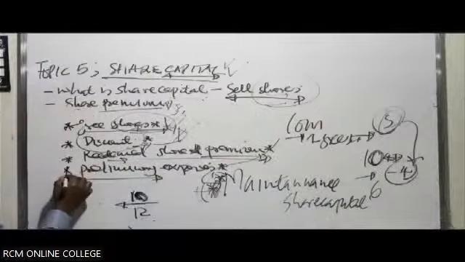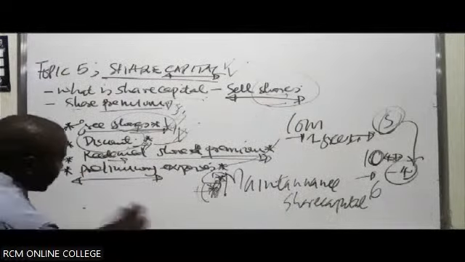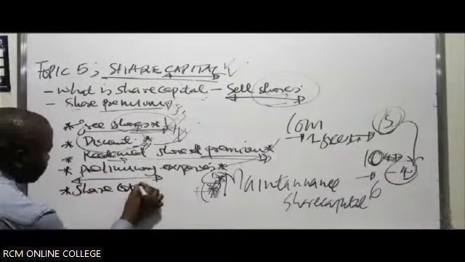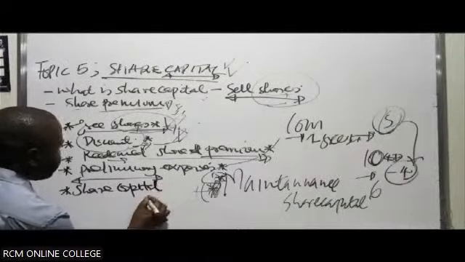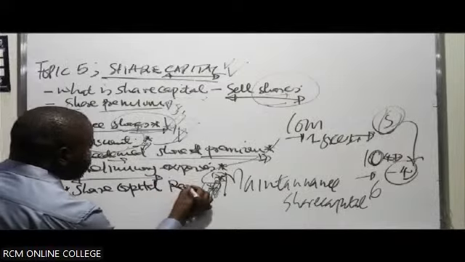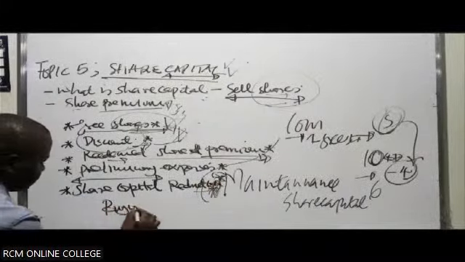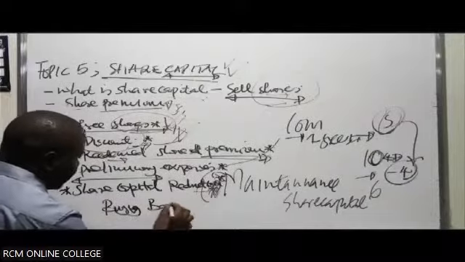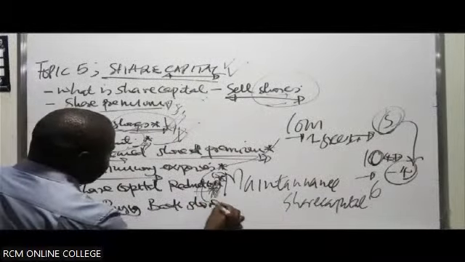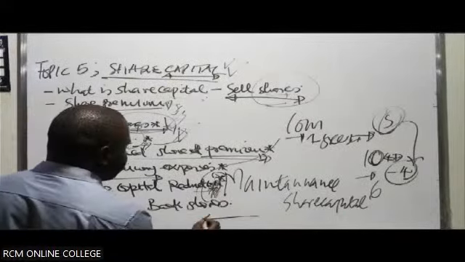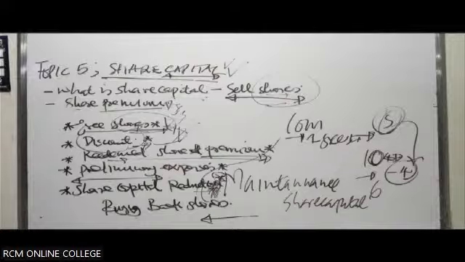Also, we are doing what we call share capital reduction. Part of the approach you can use to do share capital reduction, and we will look at this later on, is buying back shares. You buy back your shares. So you had been given some amount by the shareholders, but now you want to reduce the capital. How do you reduce it? You tell them to relinquish their shareholding, and I give you back your money.